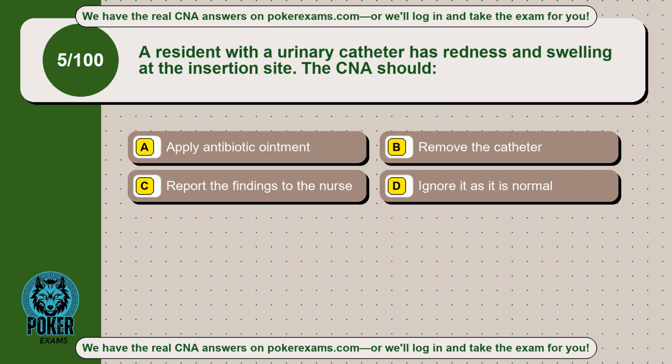Question 5. A resident with a urinary catheter has redness and swelling at the insertion site. The CNA should: Option A, apply antibiotic ointment. Option B, remove the catheter. Option C, report the findings to the nurse. Option D, ignore it as it is normal.